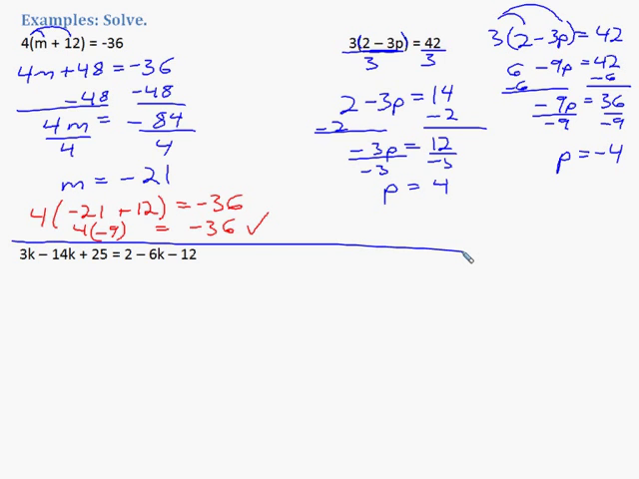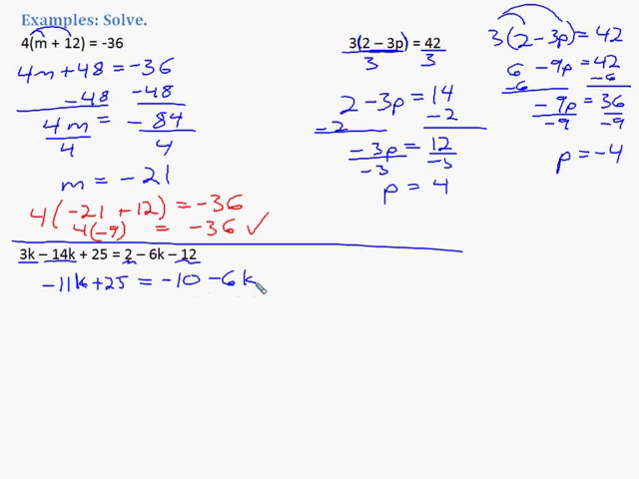On this next example, once again, what we're going to do is try to simplify the left side and simplify the right side, and then work between sides. So notice we have, in this case, a variable on each side of the equation. Over on the left side, we see we have a 3k and a minus 14k, so that's negative 11k, plus 25 is equal to, and here we have some like terms, 2 and negative 12, which is negative 10, minus 6k.